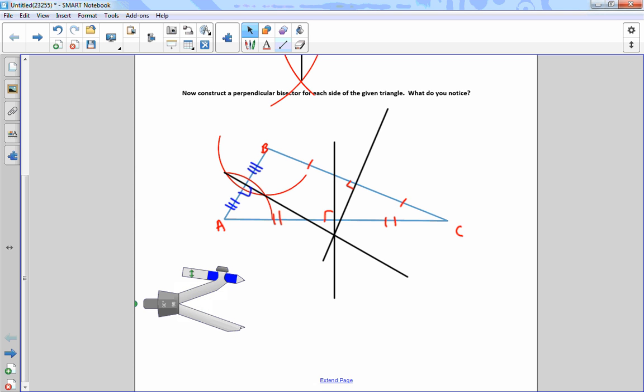You notice an interesting thing that happens with all 3 of my perpendicular bisectors. What happened to all 3 of the perpendicular bisectors? All 3 should have intersected, right? If you drew them precisely, they all should intersect. Sometimes, depending on what type of triangle you have, they intersect inside the triangle. Other times they intersect outside the triangle. This is an example of outside the triangle.